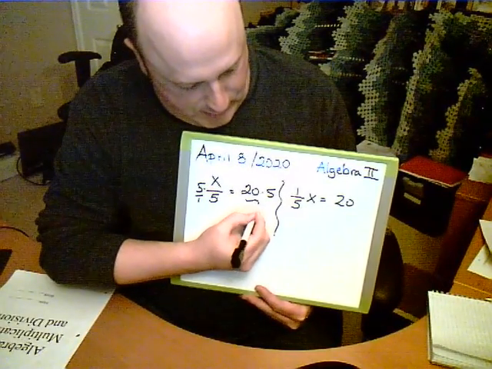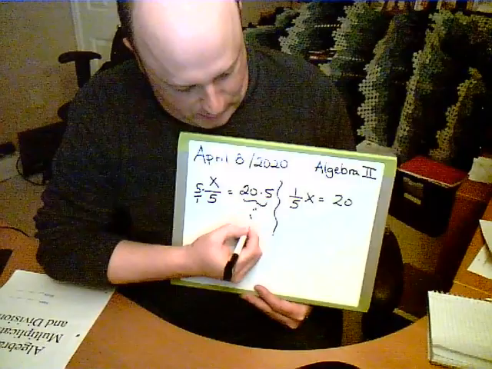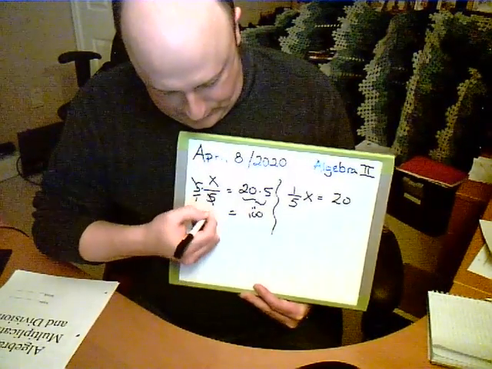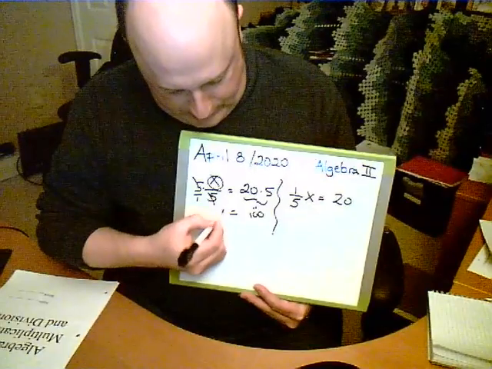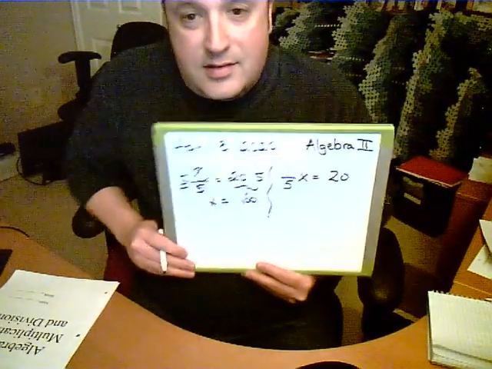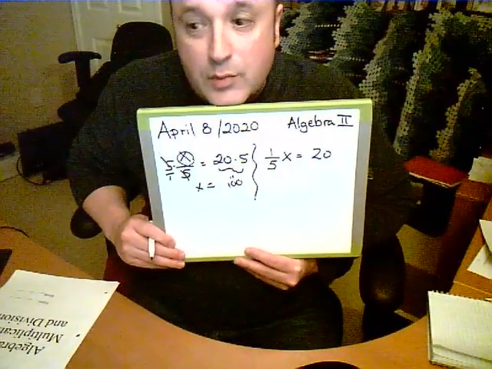So 20 times 5 equals 100. And then here the 5's cancel, so all I'm left with is x, and x is equal to 100. And that's dealing with division.